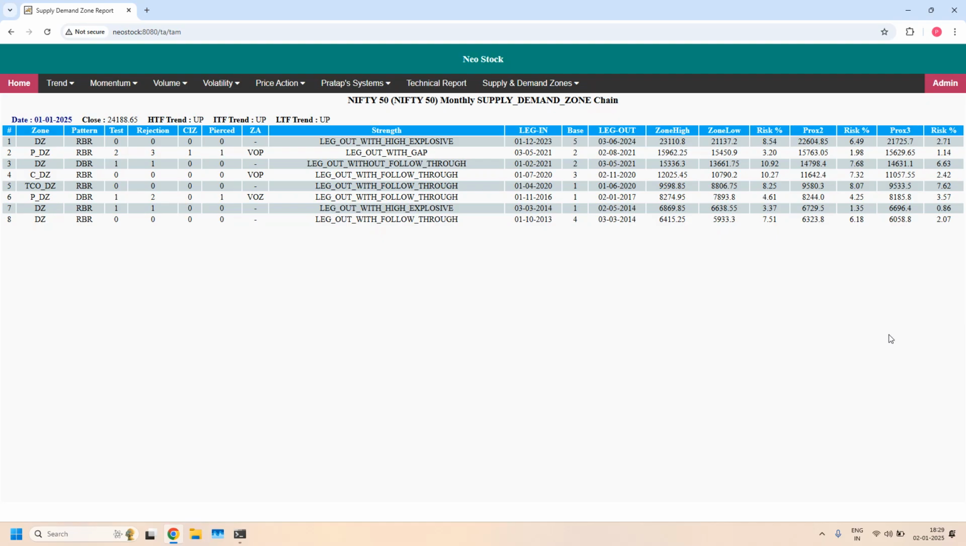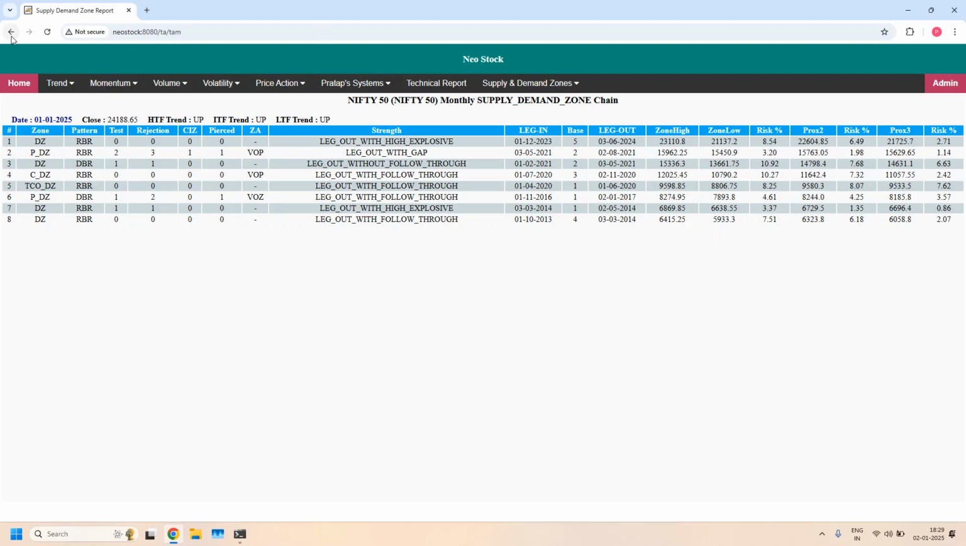This is a NIFTY monthly supply demand zone chain. Always look into the zone column to find the high liquidity zones. Look into the pierced column to find the pierced zones. They are invalid. And the LTF trend, always look into this to find the trend of the current time frame you have selected. Apply the same rules for the remaining reports, and also don't forget to pause the video when you are moving from one report to another report, because I am giving you only few seconds time to watch the video.